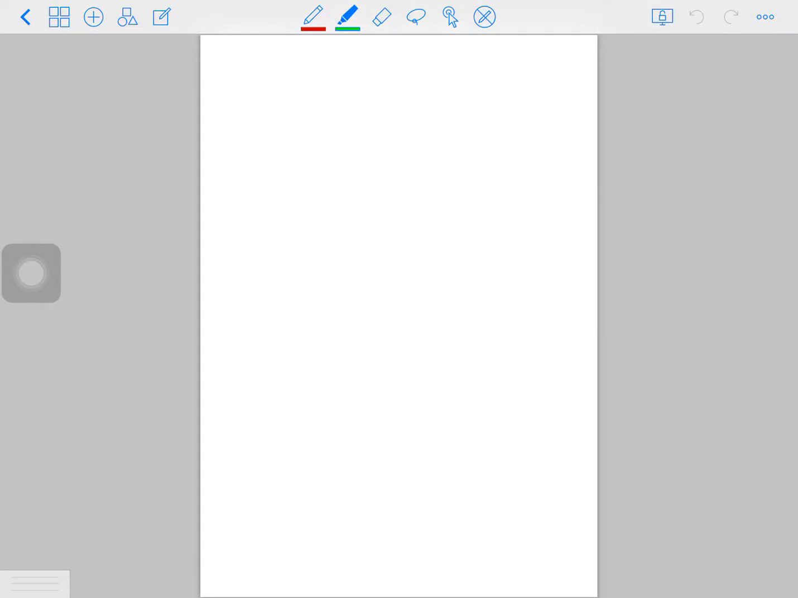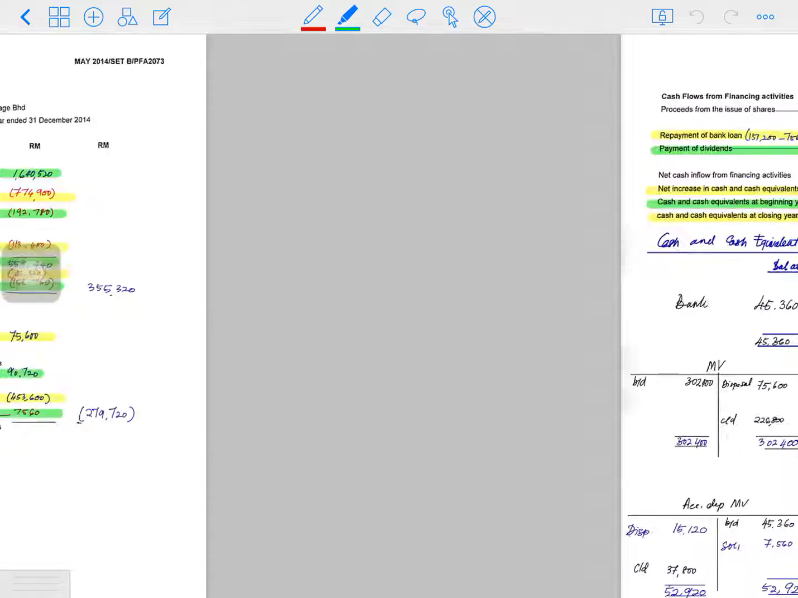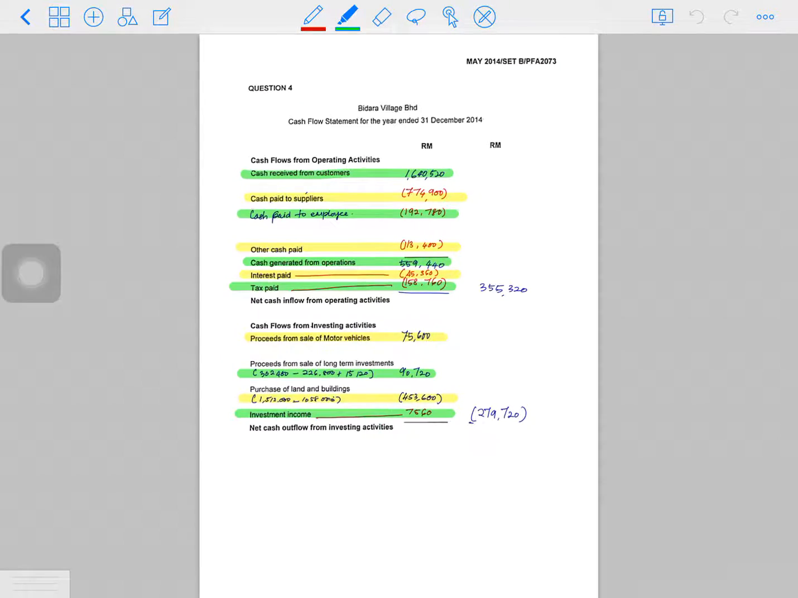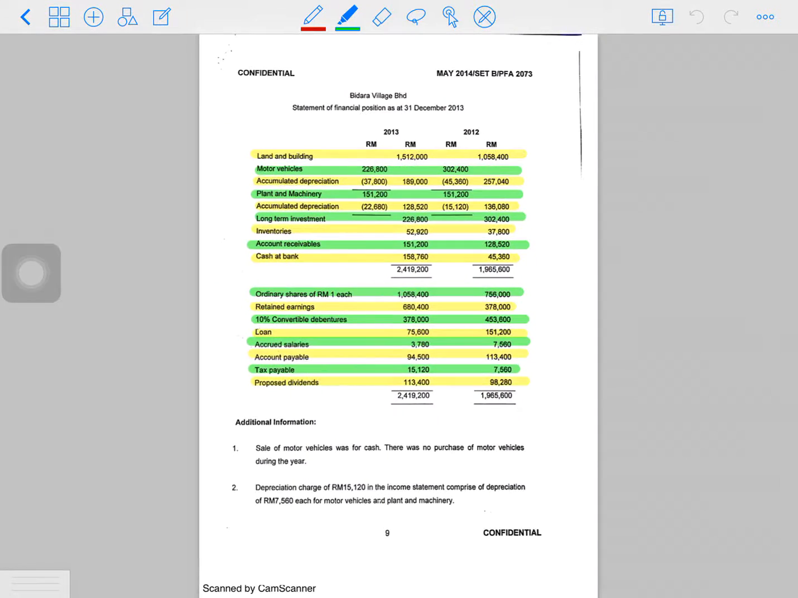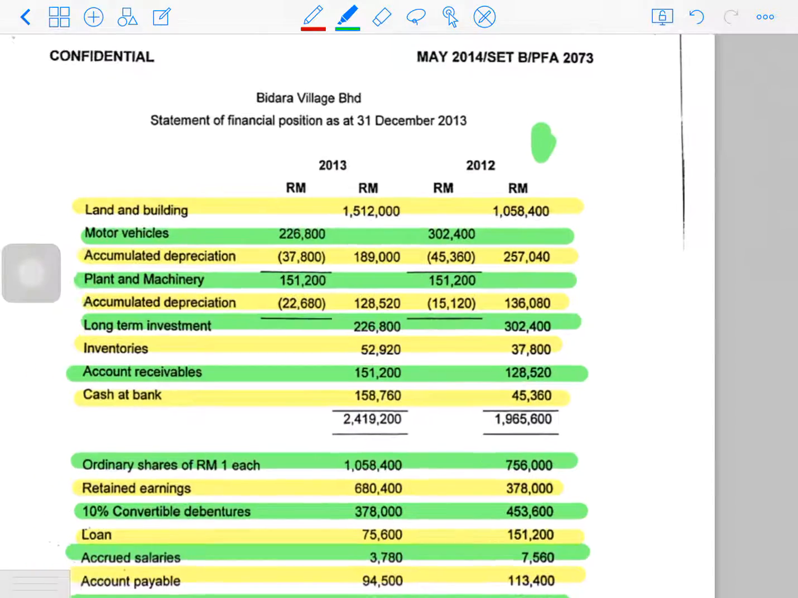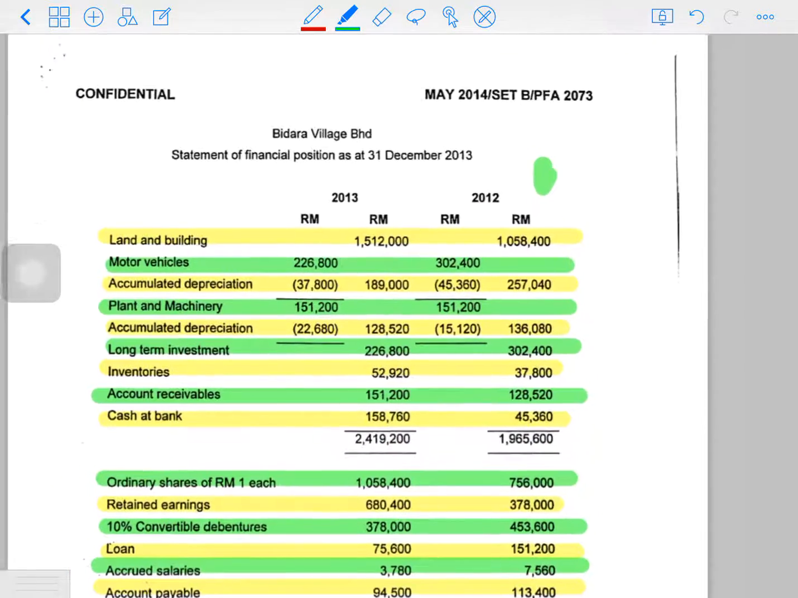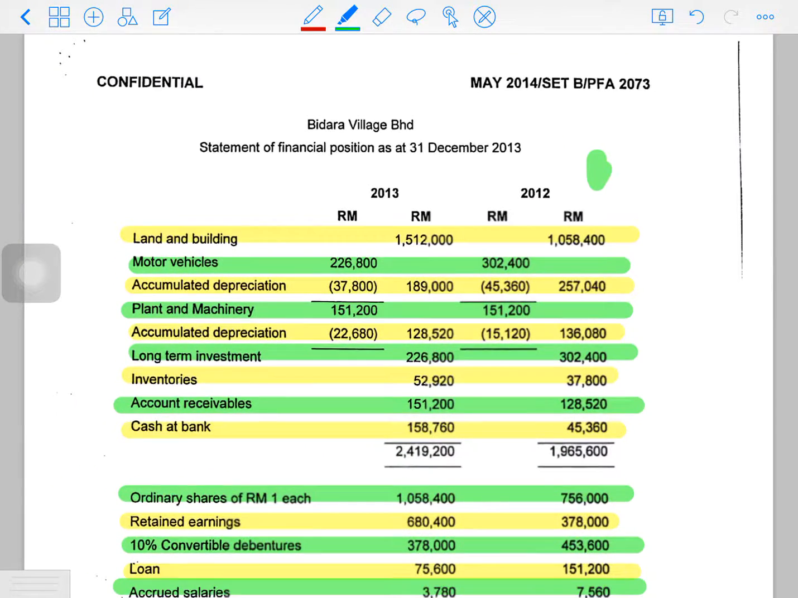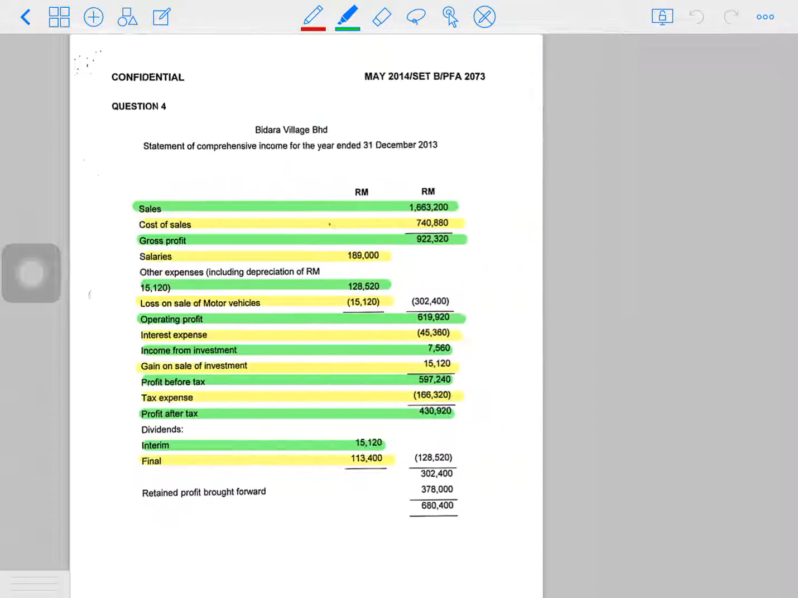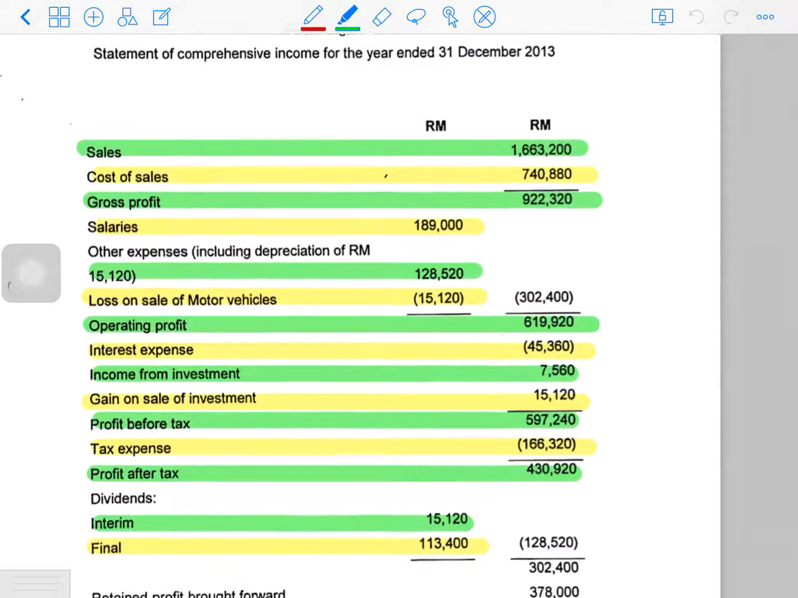May 2000. Let's take a look at something simpler first. Let's take a look at this one. May 2014. A slightly simpler question to do a demonstration on. Let's take a look at this question, which is May 2014, question number 4, if I'm not mistaken. Okay, question number 4 of your final exam.